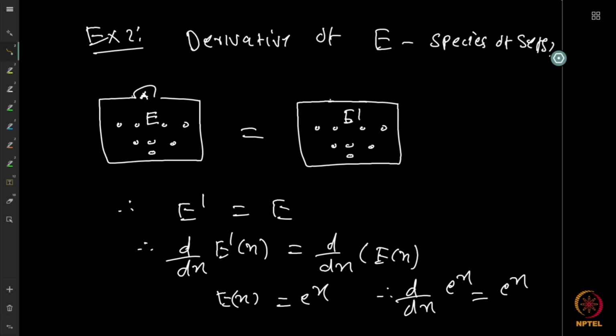So therefore, the derivative of the generating function E of x must be equal to E of x itself, right? So d by dx of E of x equals E of x also, which means that E of x must be equal to e raised to x, right? That is the only function that we know whose derivative is equal to itself, right? So d by dx of e raised to x is equal to e raised to x. So we can even show that this must happen.